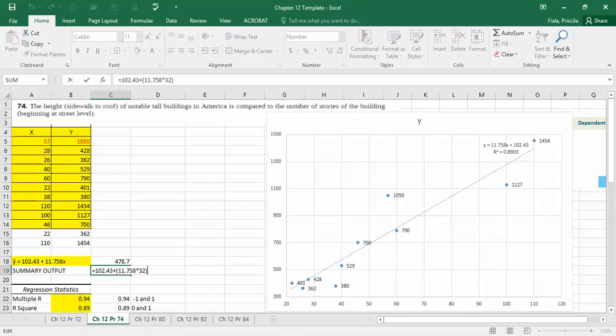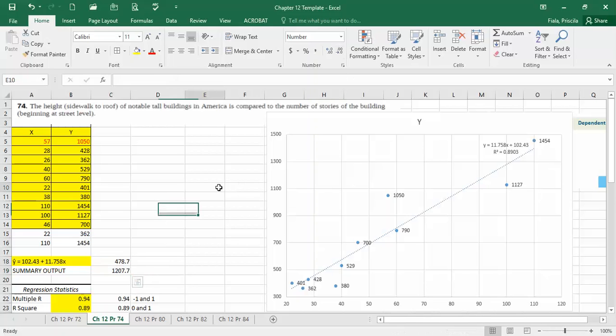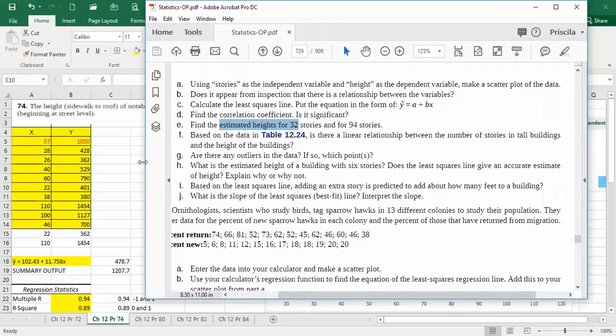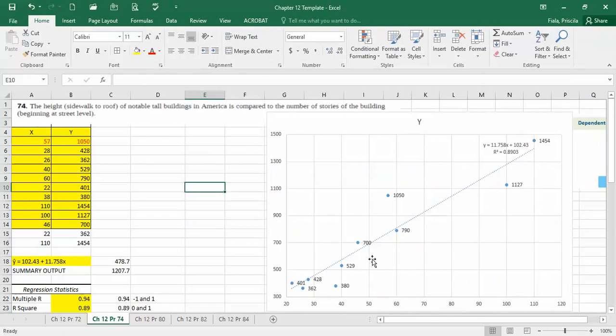Okay, then let me copy this formula down. And now I'm going to change the formula for 94. So I want to put times 94. So it's 1,207.7 feet. We can even add one if you want. Doesn't really matter. And then you would have answer E, and then F. Based on the data, is there a linear relationship between the number of stories in a tall building and the height of buildings? Oh, definitely there is a linear relationship. That's your line right there, proving that.